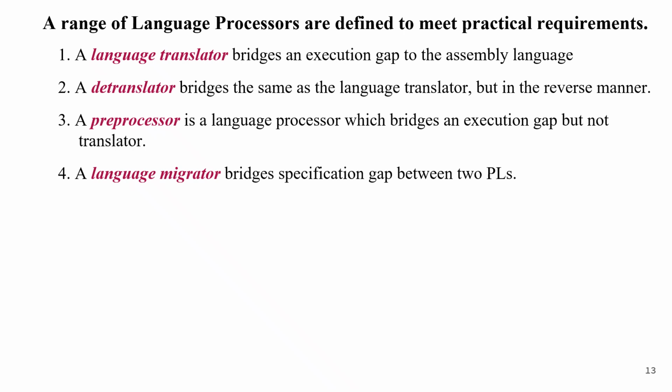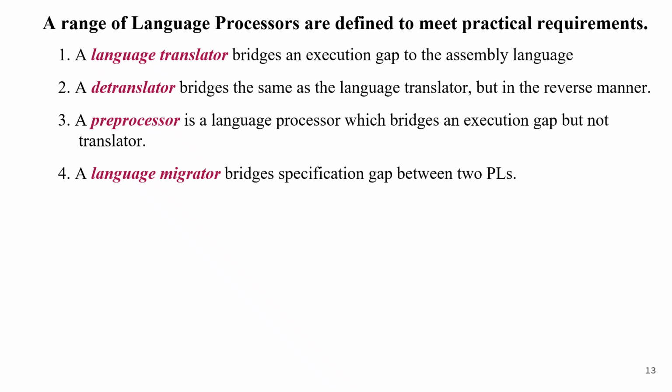Assembler क्या करता है? High level language input लेता है और उसको assembly language में convert करता है. So an example of language translator is assembler. Detranslator obviously works in the reverse manner. Preprocessor, it is a language processor which bridges an execution gap, but it is not a translator. In other words, it converts one language to another language. I'll put an example on the slide.